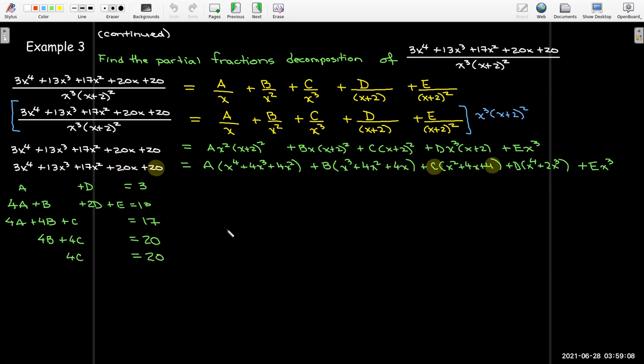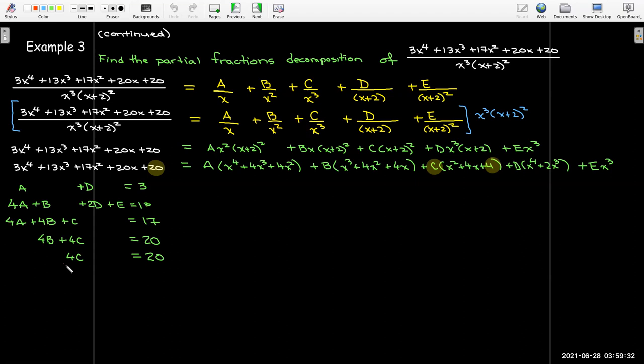And then finally, the linear term. The only linear term I have on the right-hand side is a multiple of c, so 4c equals 20. So even though there are five unknowns, these equations should lend themselves to a fairly simple solution. So let's go about it.